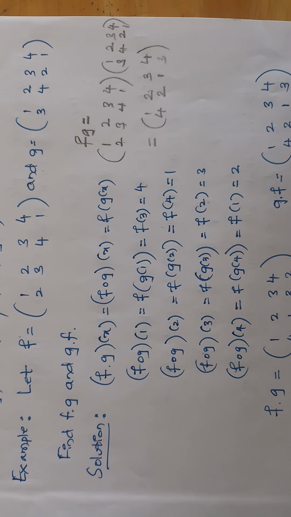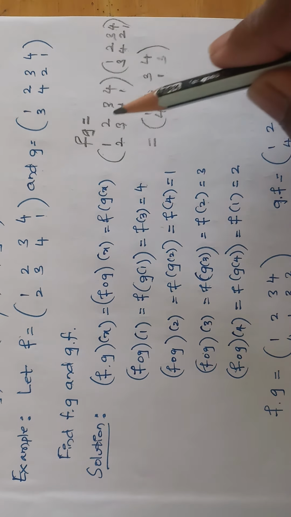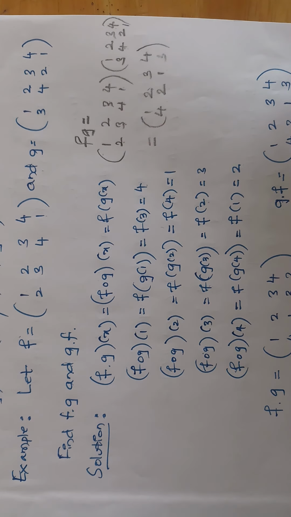So next, g into f, you calculate it, and check whether these two are equal or not. Okay, so here I have found f into g like this. In a similar manner you try g into f. Okay, so next is cyclic permutation.